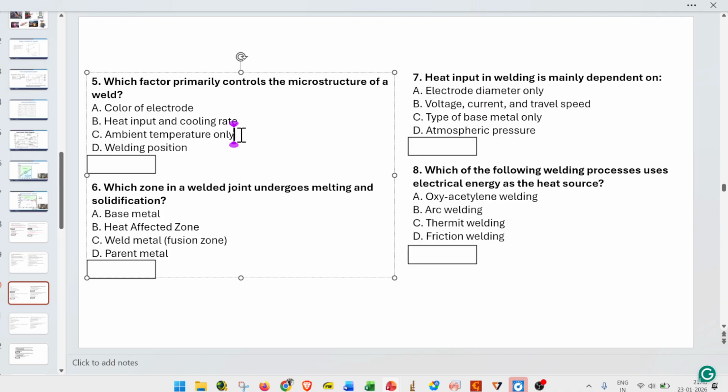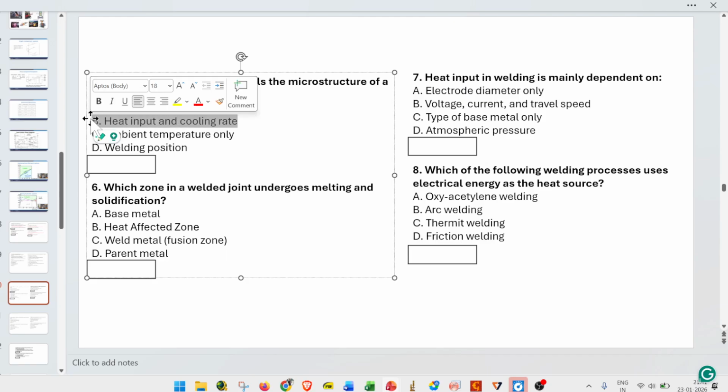Next, ambient temperature only. No, that is not that significant a factor when coming to the microstructure of the weld. And welding position. No, because whatever welding position we are considering, the metal will melt. Once it melts, how it is cooling and the volume of the molten region, that only affects. So the answer will be B.